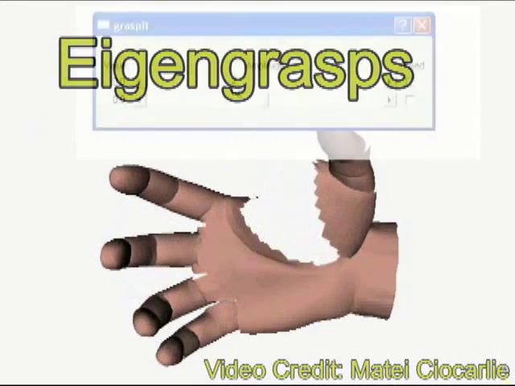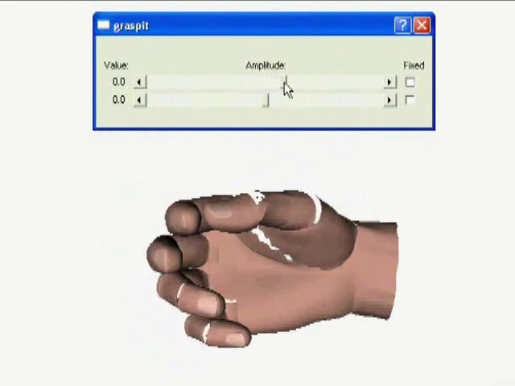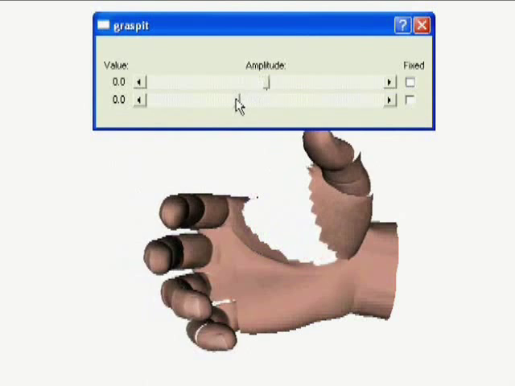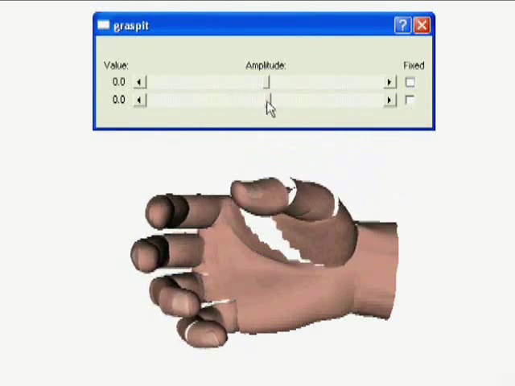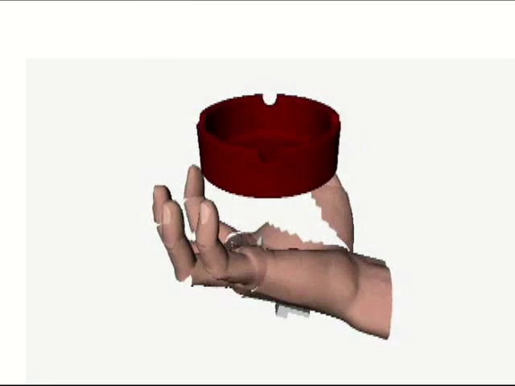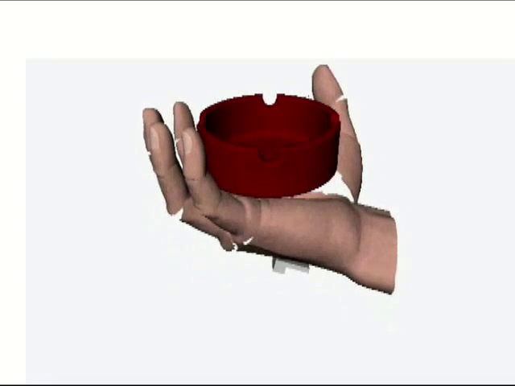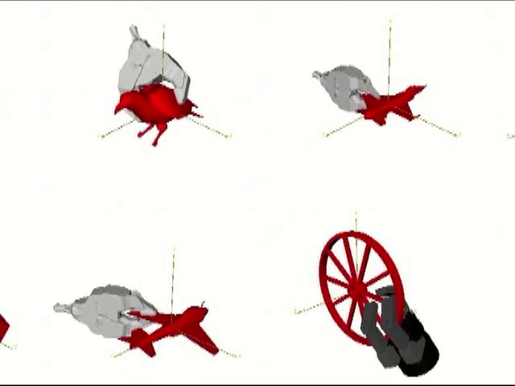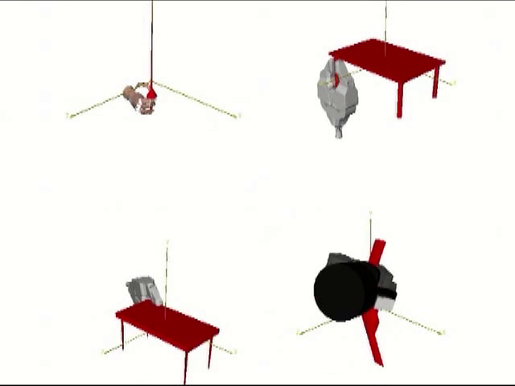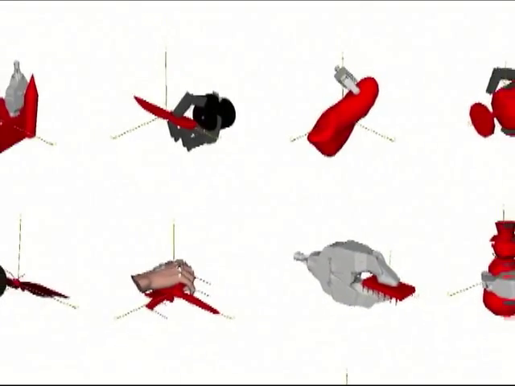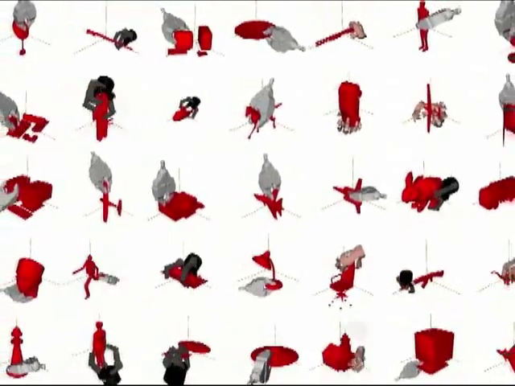In previous work, we have proposed the concept of eigengrasps, a low-dimensional grasping subspace derived from human grasping experiments that has proven useful for grasp planning. Searching this subspace with simulated annealing allows us to find form closure grasps for arbitrary objects using a range of robotic hands. We used eigengrasps to build the Columbia Grasp database. The database consists of several 100,000 simulated grasps for thousands of 3D models using a variety of robotic hands.